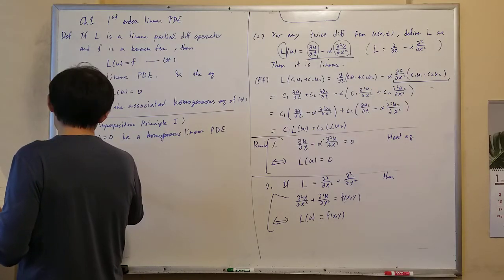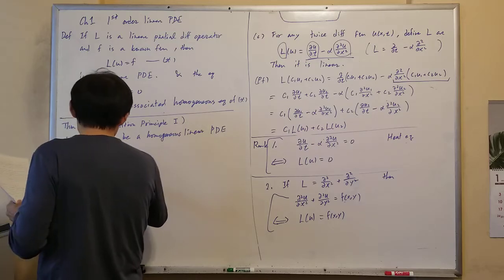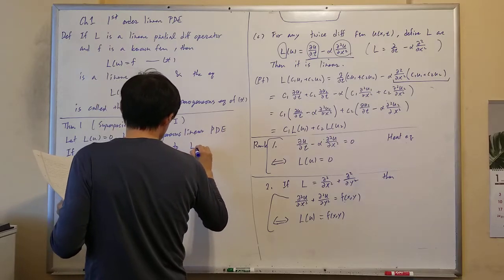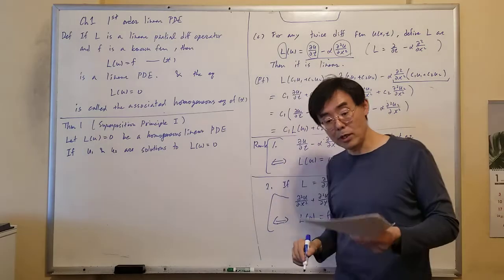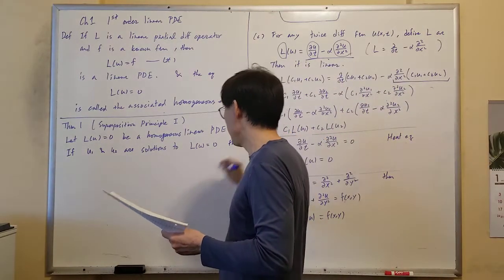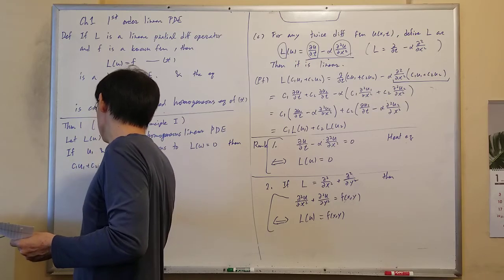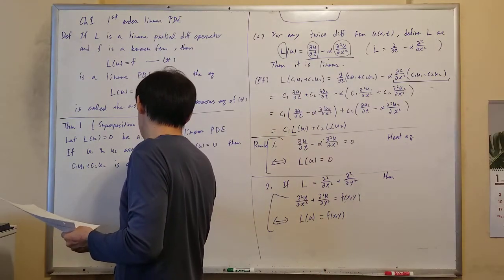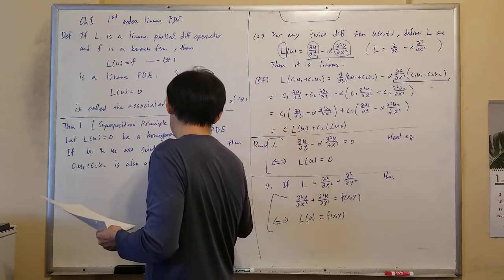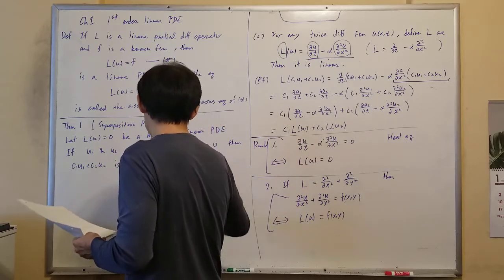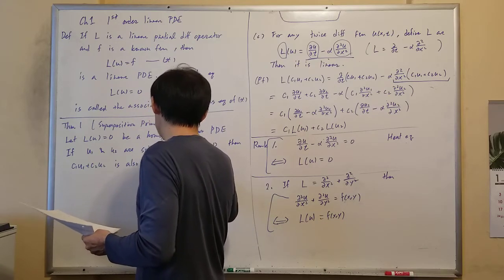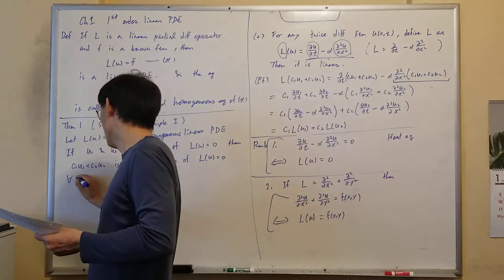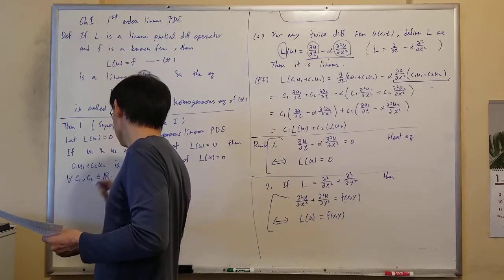If U1 and U2 are solutions to this linear homogeneous partial differential equation, then any linear combination of those two, C1 U1 plus C2 U2, is also a solution of this same homogeneous linear partial differential equation, for all C1 and C2, all real numbers.